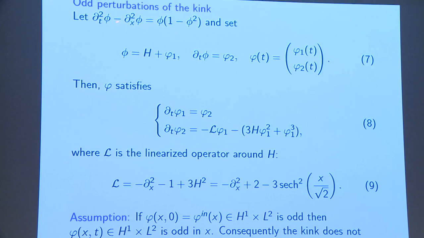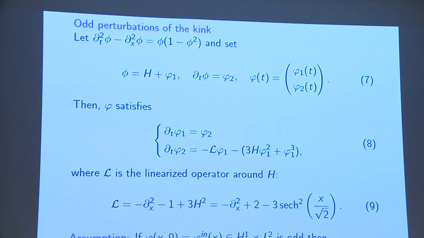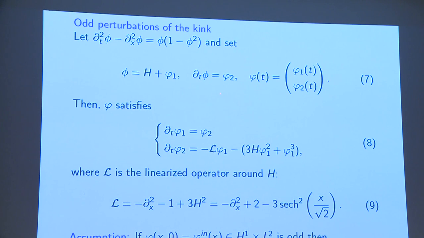So just to introduce a little bit, I will talk about an odd kink perturbed only by odd perturbations. This is very important, and why is it important? Because I said that the kink you can boost, you can let it move, but if you only consider odd perturbations, there is no motion. So c is zero. This way you take out one degree of freedom, one modulation, and this simplifies the analysis in a certain way.